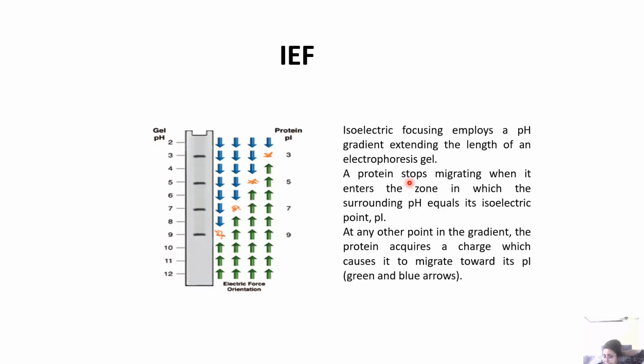So it employs a pH gradient extending the length of an electrophoresis gel. A protein stops migrating when it enters the zone in which the surrounding pH equals the isoelectric point. At any other point in the gradient, the protein acquires a charge which causes it to migrate towards its pI.